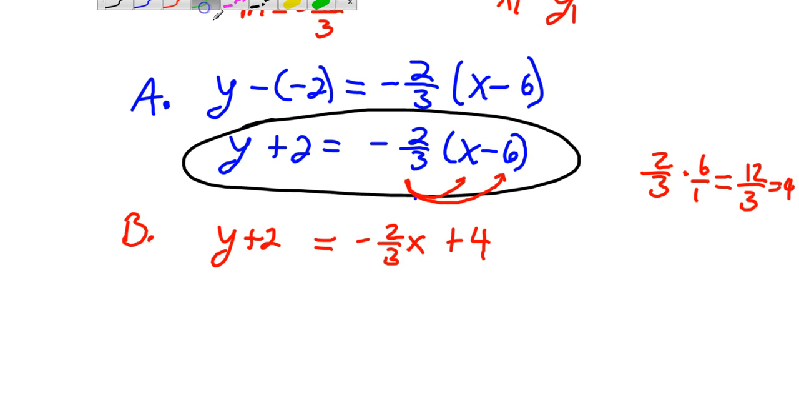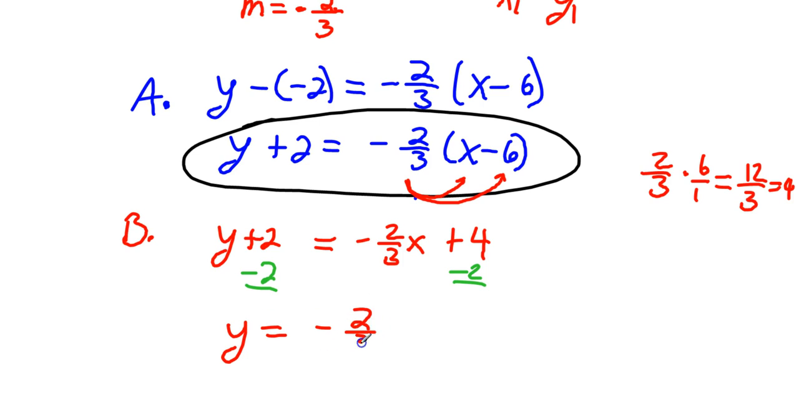And then the last thing on this one is, because it's a plus 2, subtract 2 off both sides. y would equal negative 2/3 x plus 2.